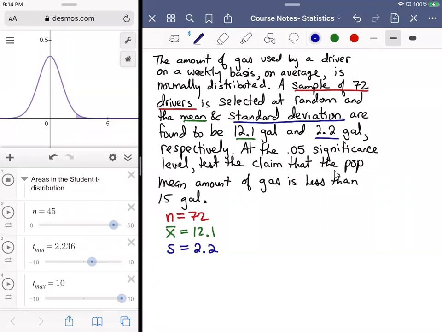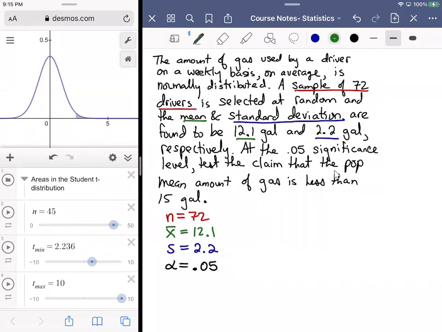Also the alpha value. So just make a note of that. Alpha value is given to be 0.05. Okay, so the first thing, once we've identified all that information, is test the claim. So we want to state our null and alternative hypotheses. Test the claim that the population mean amount of gas is less than 15 gallons.